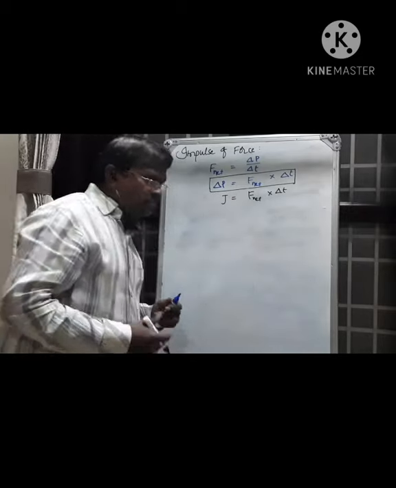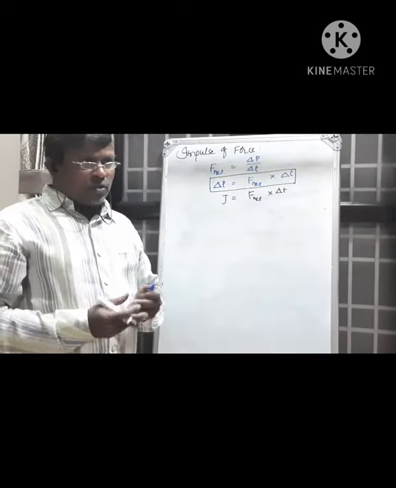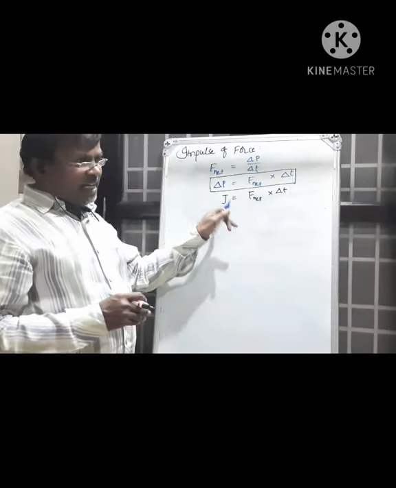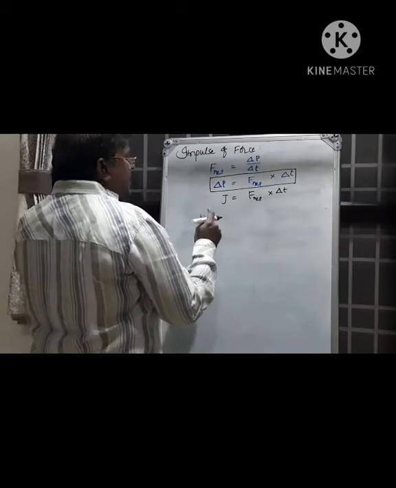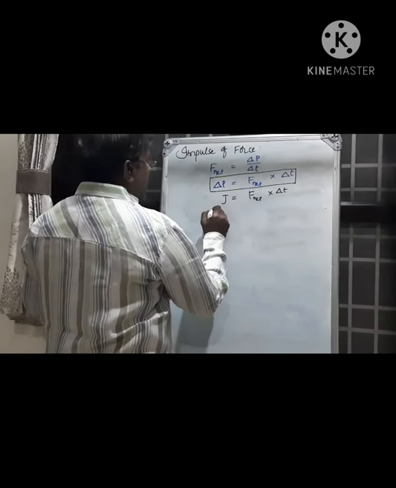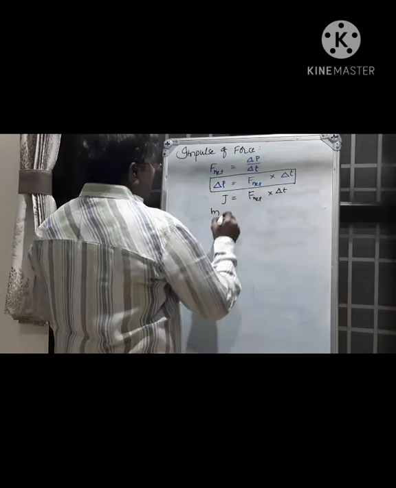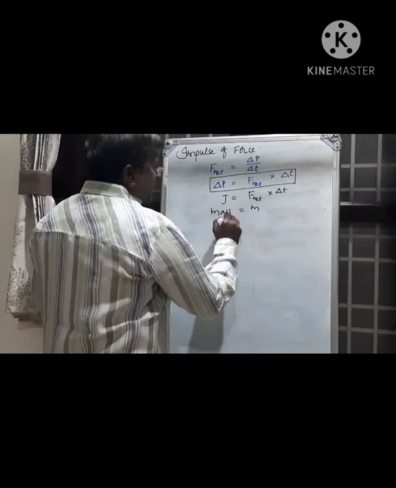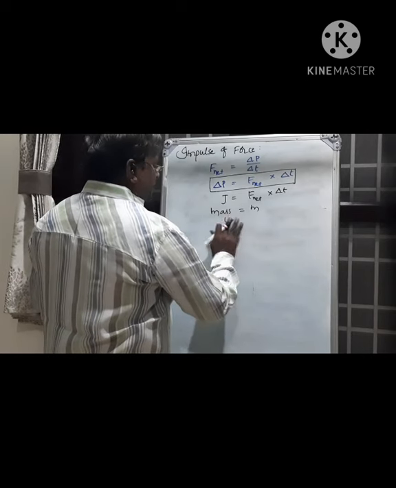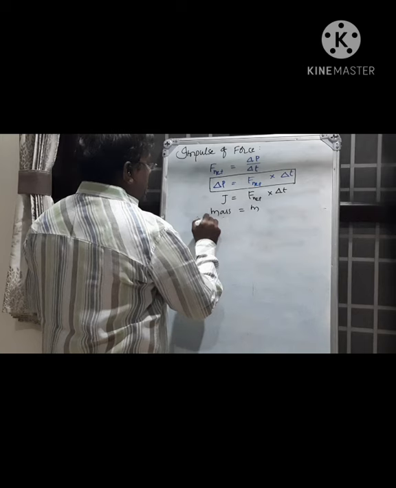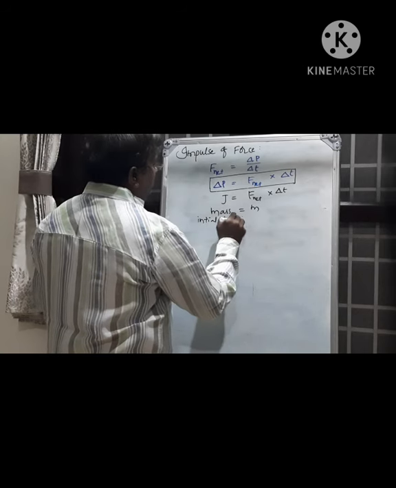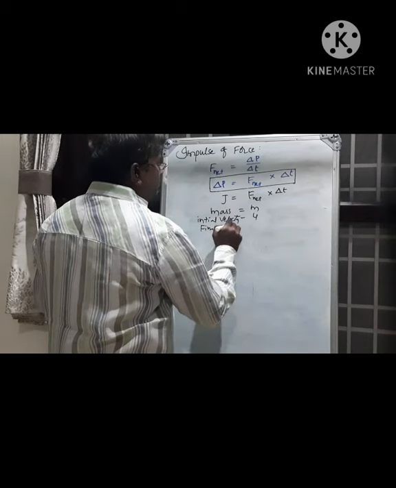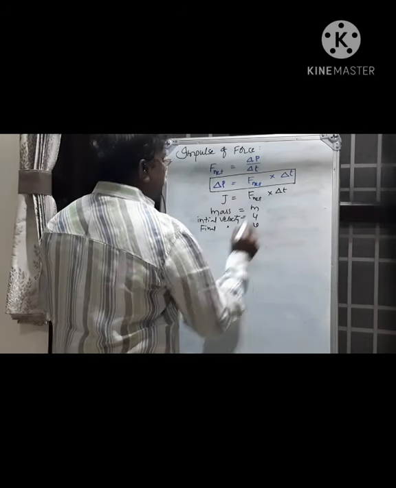Change in the momentum: initial momentum and final momentum. So the change in the momentum can be defined as the difference of final momentum minus initial momentum. Let us say the mass of a body is equal to M, initial velocity is u, and final velocity of the body is equal to v.